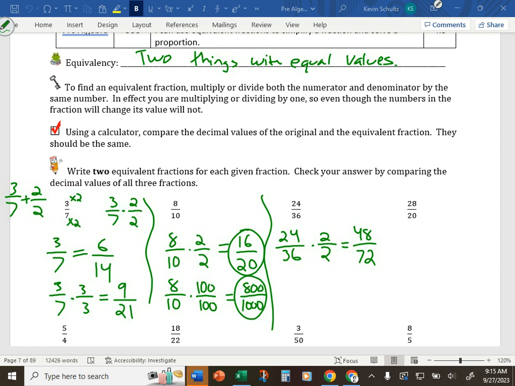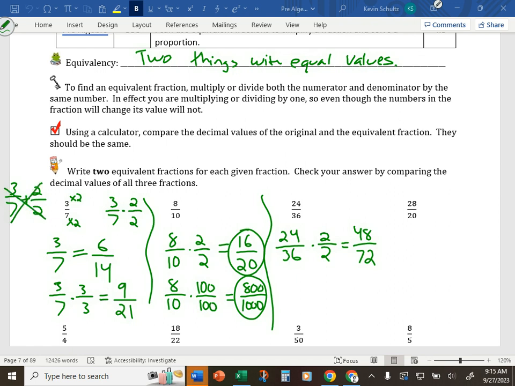Gotcha. Okay, but some people do like to try and legit add to get equivalent fractions. The reason why that doesn't work is because you're taking a value and adding 1 to it. Multiplying by 1 doesn't change the value, but adding 1 does change the value. And if you change the value, they're no longer equivalent. So addition is not allowed.